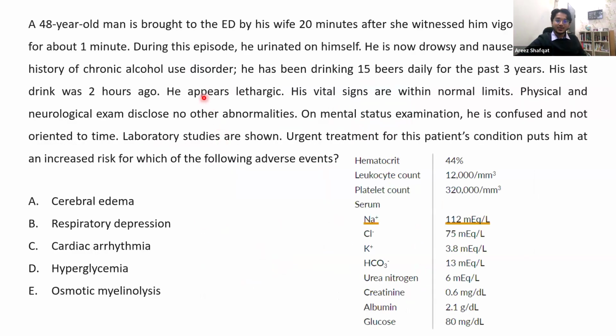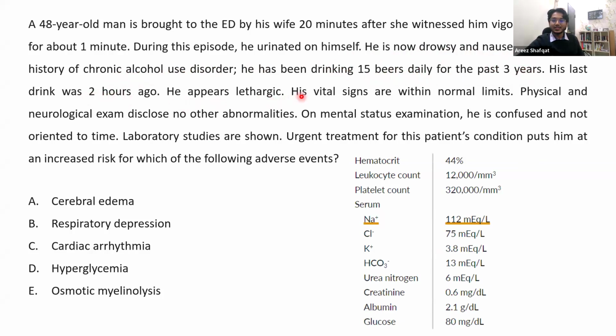Okay, good. So again, it's the same case. A 48-year-old man is brought to the ED by his wife because of seizures. During these episodes, he urinated on himself. He is now drowsy and nauseated. He has a history of chronic alcohol use. He has been drinking 15 beers daily for the past 3 years. His last drink was 2 hours ago.